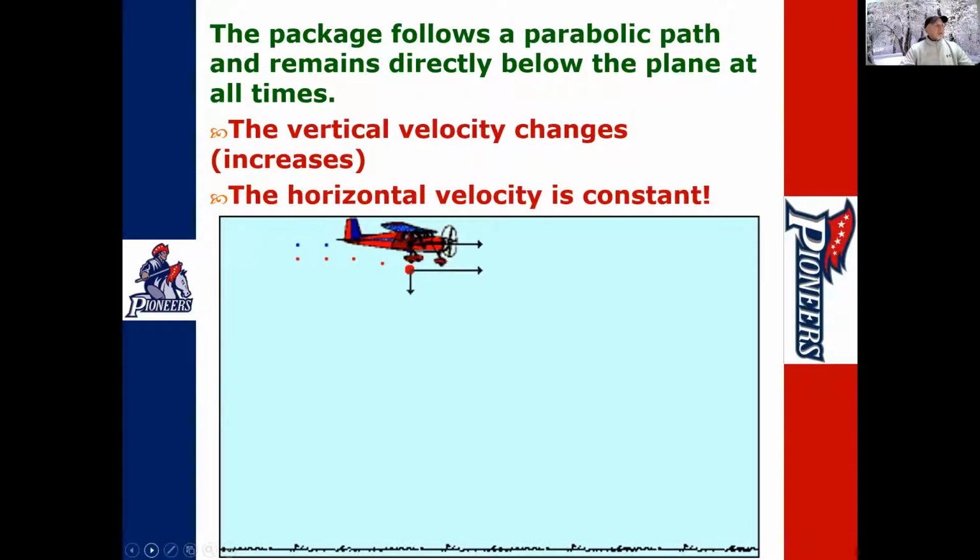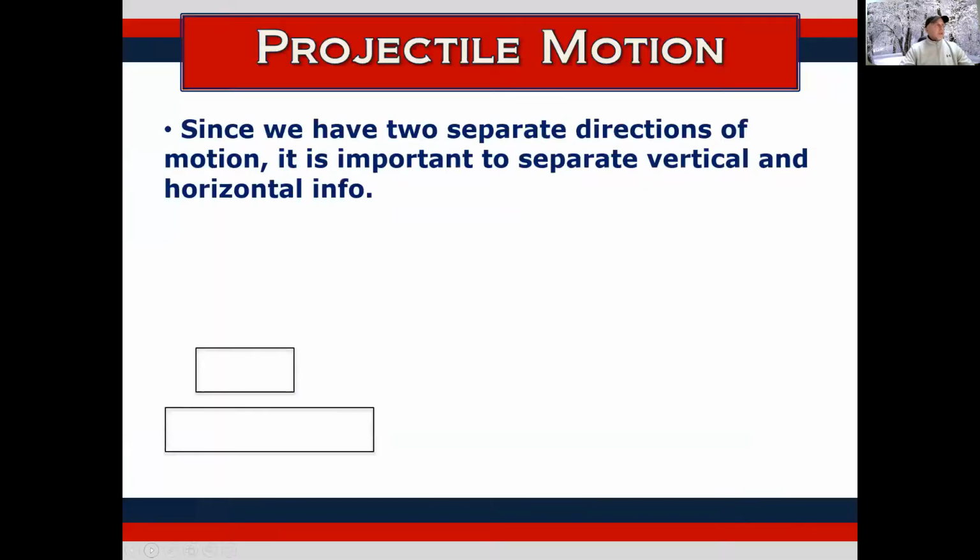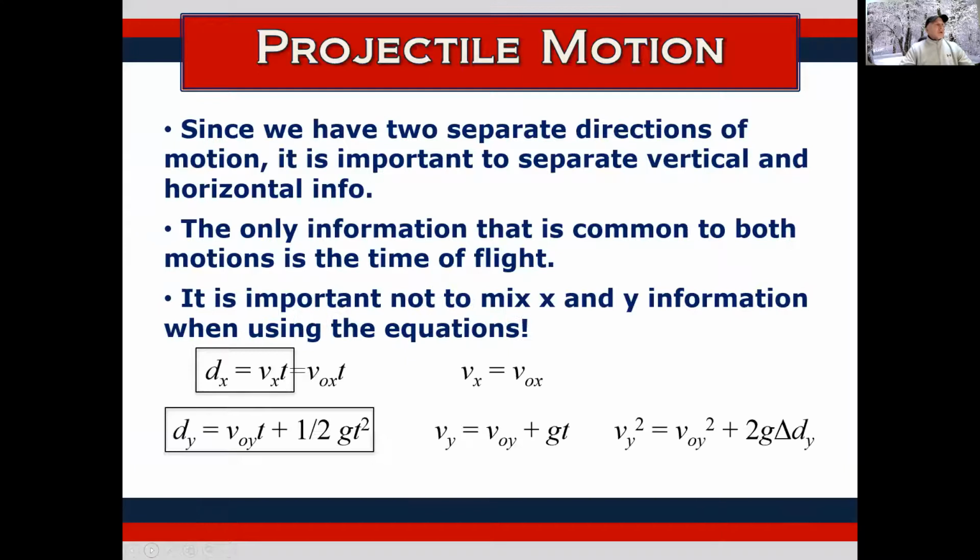But I stole this from the physicsclassroom.com as well. All right, so now what are we looking at? Here's our equations. We have two separate directions of motion. We have to be able to separate the vertical and horizontal information. And this is key, the only information that is common to both is time of flight, right?